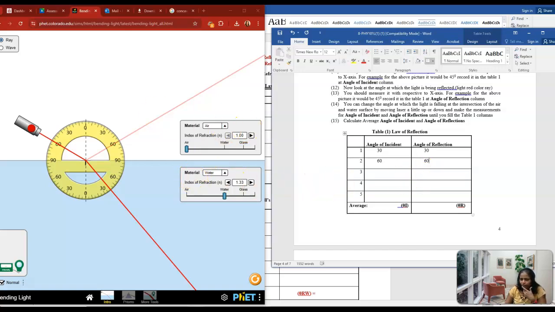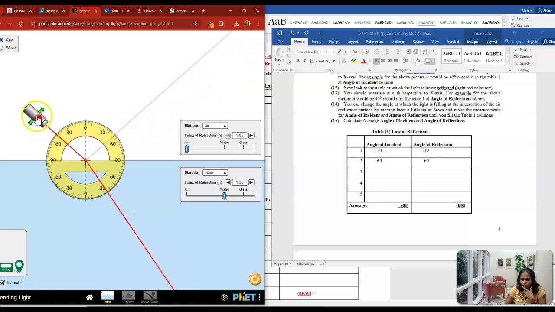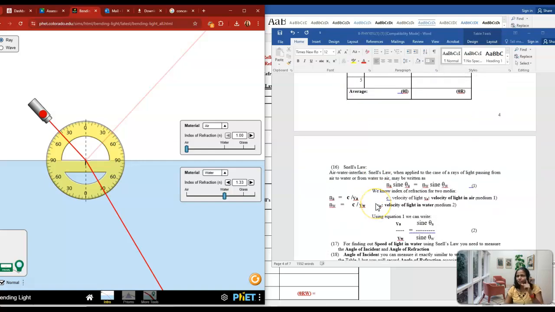Okay, so I want you to change more angles, play with it a little bit and see how the angles are, and I want you to fill this table right here. Okay, now moving on to the second part.